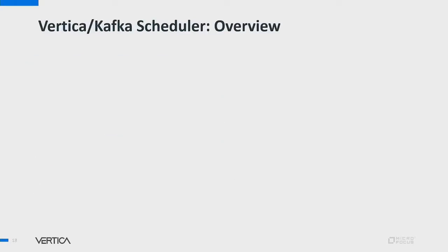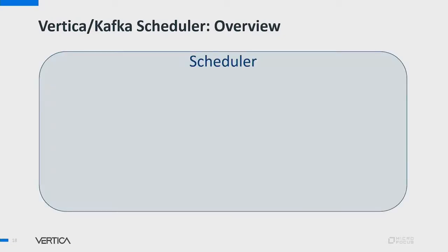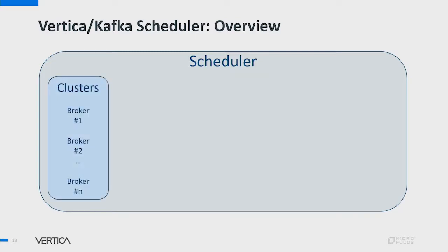Before we actually look at how we create and maintain schedulers, let us first look at what a scheduler is designed to do and some of its components. This all-encompassing scheduler is responsible for scheduling the loading of data from Kafka to Vertica. Within the scheduler, there are a number of individual components. Let's start off with the clusters, which define the details of the Kafka cluster and its brokers from which data will be loaded.